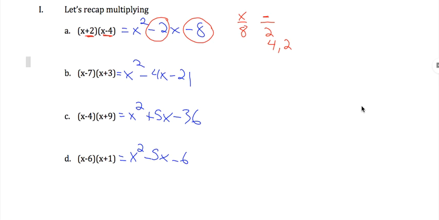Okay, so then the question is, how do you know what signs go on each of those numbers? That's where you now have to think, okay, it's actually a negative 8 at the end, so I need 1 negative number and 1 positive number, and I need it to be negative 2 in the middle, so my negative 4 better be the bigger of the 2 numbers.